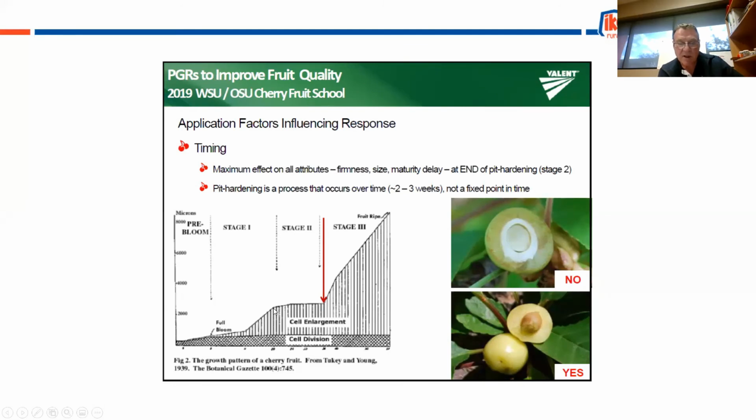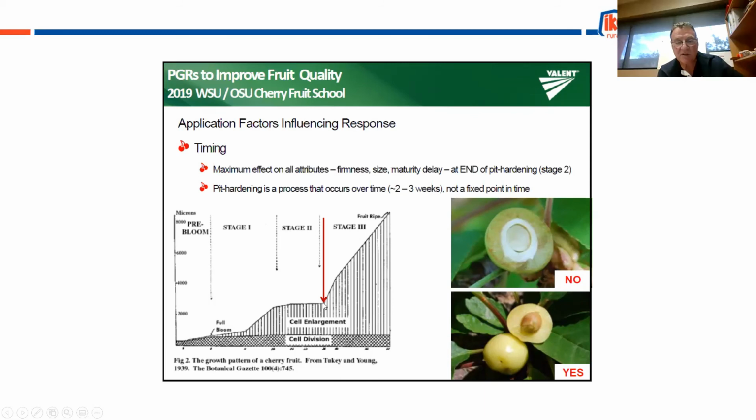Coming up to stage 2, where there's really no growth, it's one of the few times where fruit really doesn't grow very much at all. This is in stone fruit generally. That's when the seed here is really developing, so all the energy is going into there. It's when you get a lot of shoot growth happening as well, because the fruit's not growing.